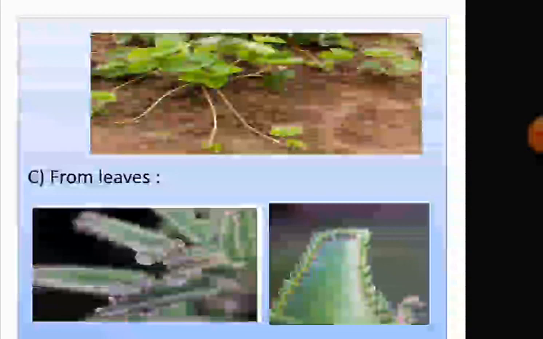Next process is from leaves. That is common in case of bryophyllum. In this case, buds are present in the notches on the margin of the leaf. The bud grows on the margin of the leaves, and plantlets develop from those buds. When they get detached from the parent plant, a new plant develops.